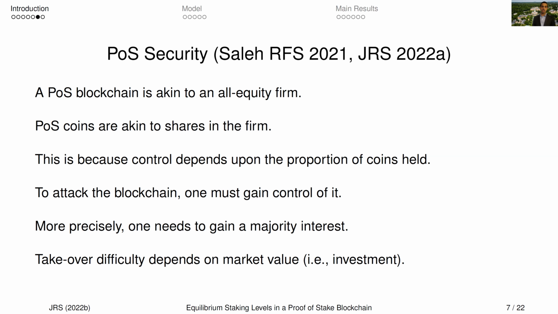By the same token, attacking a proof of stake blockchain is going to depend on the total market value of what are called the staked coins. The higher the market value of that, the harder it is to attack, and the lower it is, the easier it is to attack. This comes back to the point that it's really important to get that market value high, because you want the system to be secure so that people will actually use it.